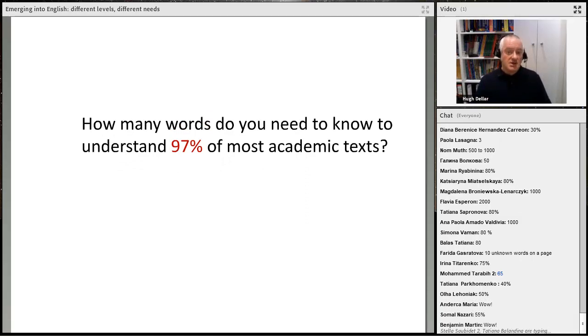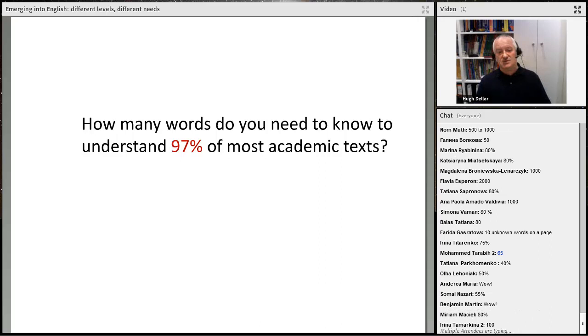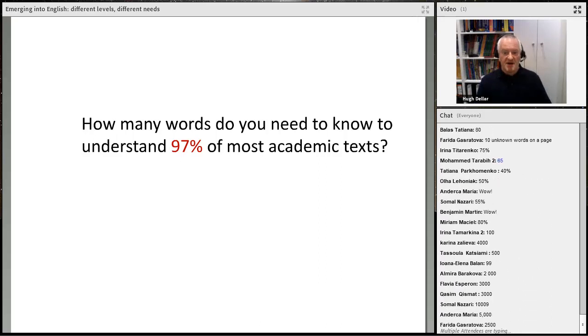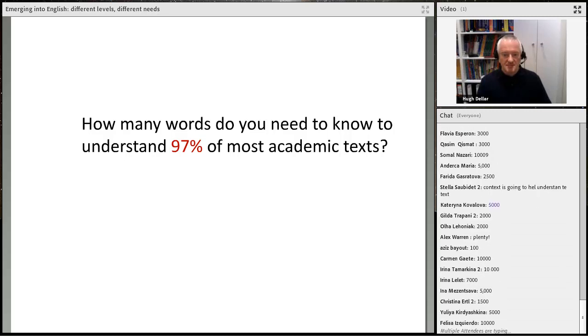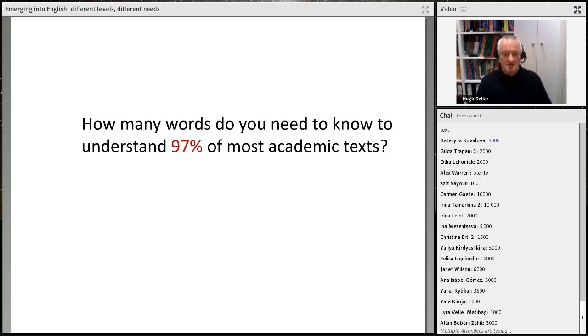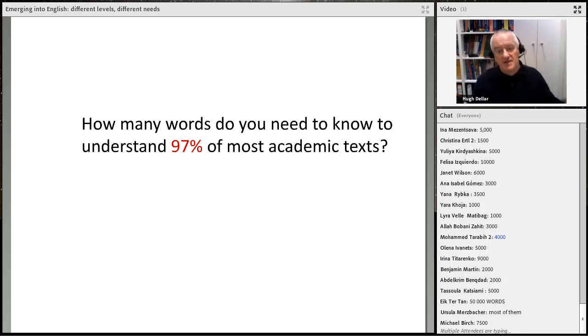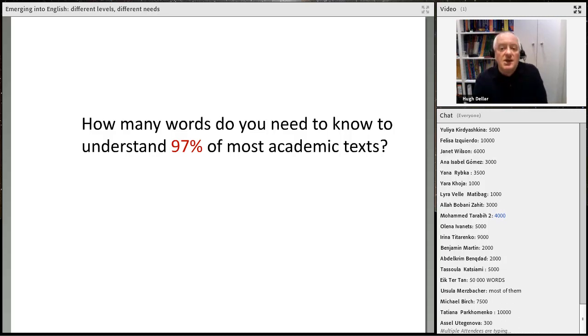How many words, what number of words do you think you need to know to understand 97% of most academic texts? 4,000, 500, 3,000, 10,000. Yeah, you're all underestimating. So to understand 97% of most academic texts, which is the amount that you need in order to be able to guess, you need somewhere around 13,000 words.